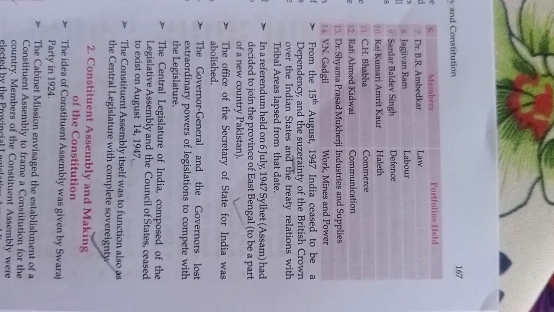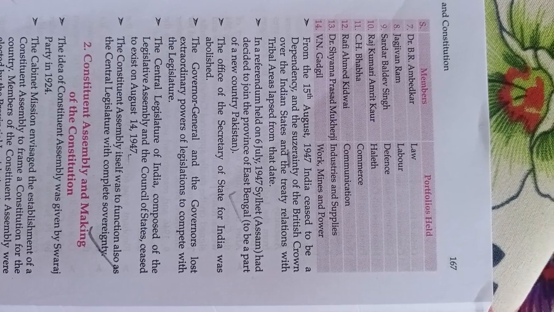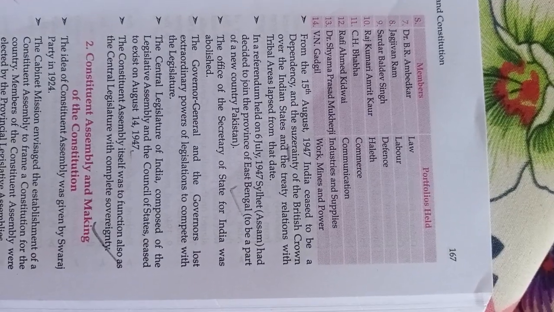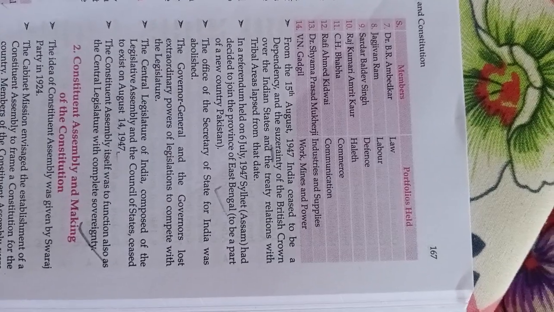The Central Legislature of India, composed of the Legislative Assembly and the Council of States, ceased to exist on August 14, 1947. The Constituent Assembly itself was to function also as the central legislature with complete sovereignty.